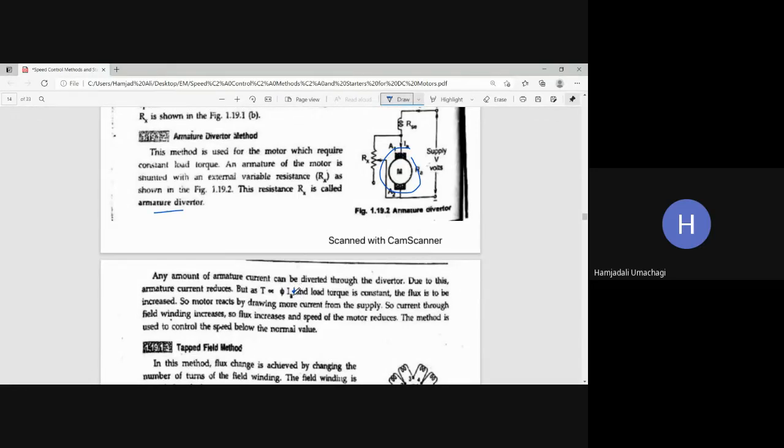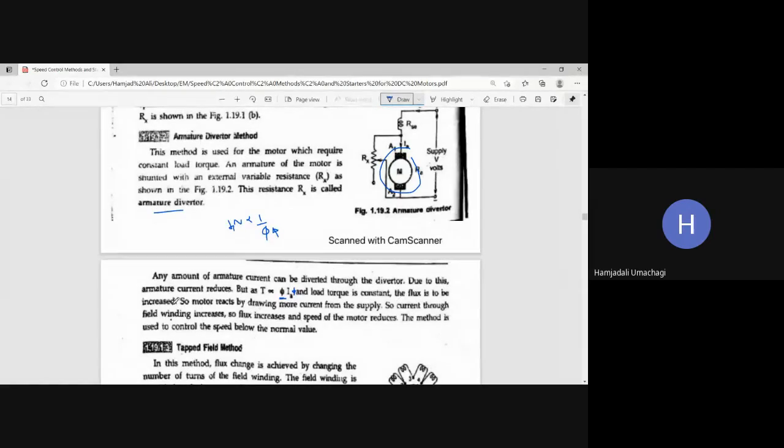which parameter will increase? Load torque is constant. Because of the diversion of the armature current, Ia is decreasing, then automatically which parameter will increase? Flux will increase. The flux is related to the speed, inversely proportional. So here in this case, flux is increasing. If flux increases, then automatically speed decreases, because it is inversely proportional.